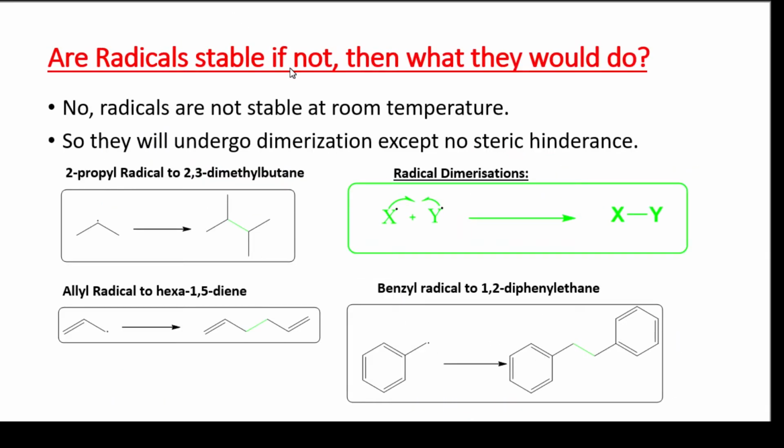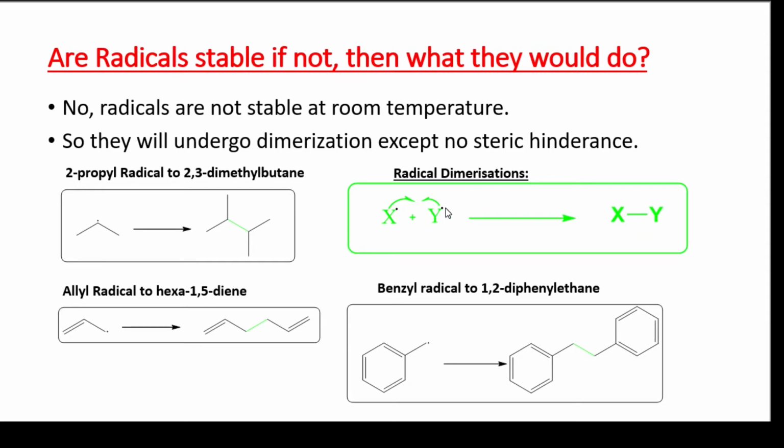Are radicals stable? If not, then what do they do? No, radicals are not stable at room temperature. So they will undergo dimerization, provided there is no steric hindrance. So what is the process of radical dimerization? If in a solution two compounds are there, one is X radical, another is Y radical. The X radical shares one electron with the Y radical, meaning this electron and this electron are shared with each other, forming a new covalent bond, the XY bond.